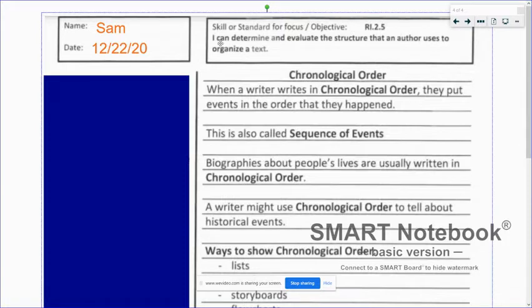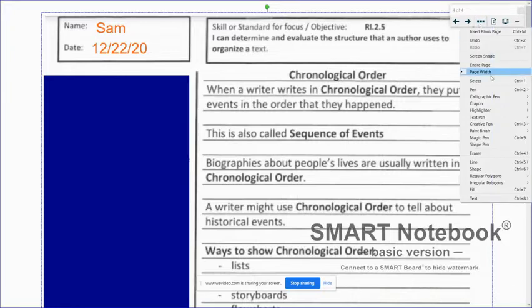Starting at the top, make sure you get your name on the left-hand side and today's date. Remember, this probably isn't today's date for you. You check to see what today's date is and put it down. And the skill this week is, I'm going to find my highlighter.